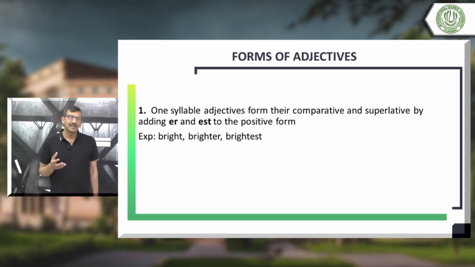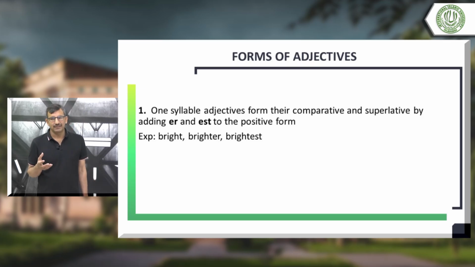Usually one syllable adjectives form their comparative and superlative by adding er or est to the positive form. For example, bright: we add er to the basic form, that is bright, brighter, and brightest, est. So, one syllable adjectives form their comparative and superlative by only adding er and est to the base form.